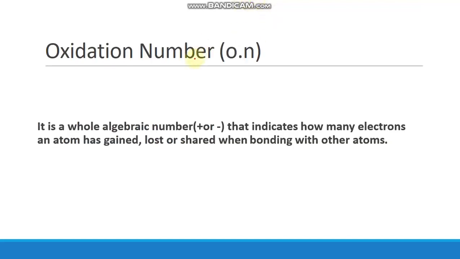What is an oxidation number? Oxidation number is a whole algebraic number. It can be positive or negative, and it indicates how many electrons an atom has gained, lost, or shared when bonding with other atoms.